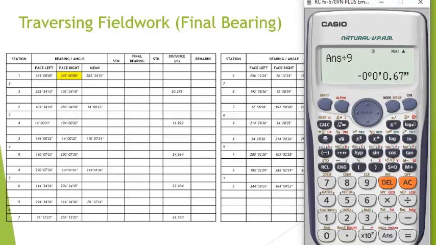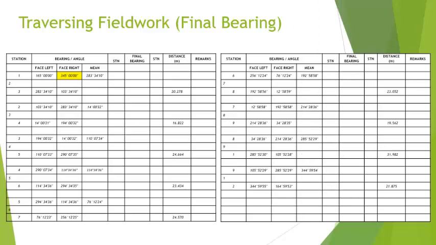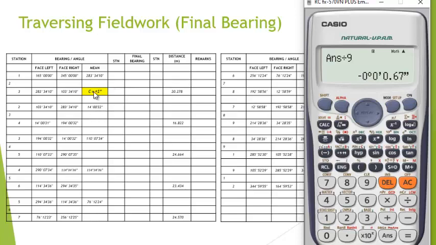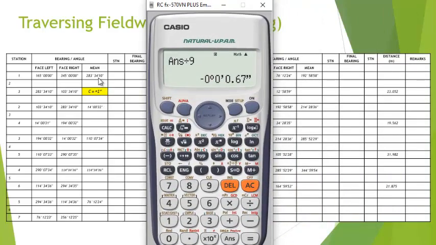Alright, let me show you. Now the correction is rounded, so the result here is plus 1 second. But the question is why we use the addition function, the plus sign. This is because we are going to turn this 344 degrees to 345 degrees, which means this one is lesser than this value. That's why we need to add the value up.